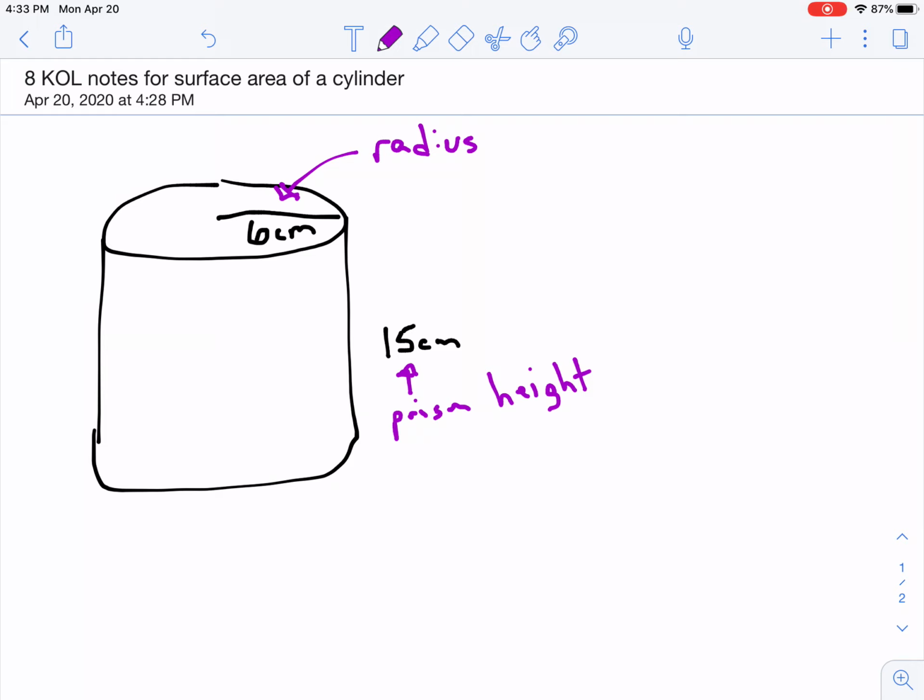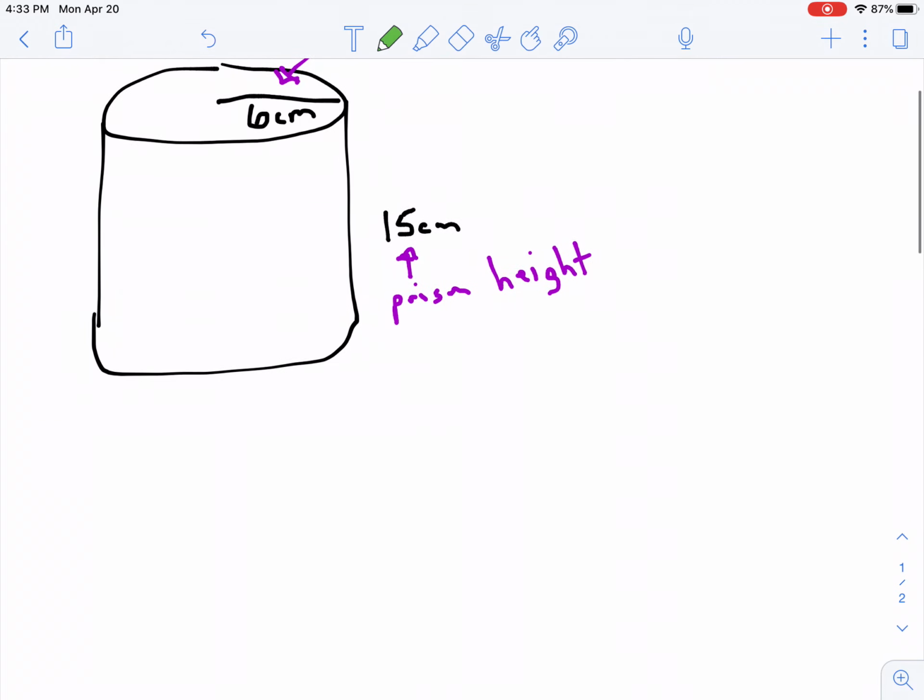So I want to take a second and simply draw a net of what this would look like. You practiced doing that quite a bit the other day. So a net of this prism would basically look like a rectangle, because if I imagine cutting along this label and unfolding the label of a soup can, you would see that that makes a rectangle.